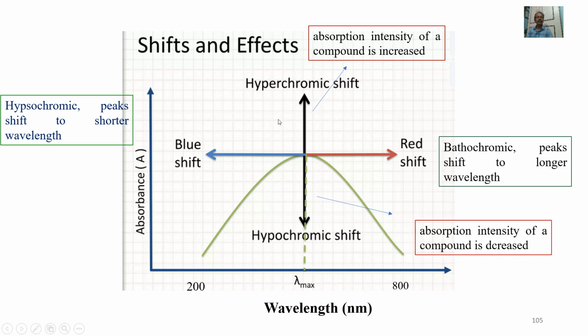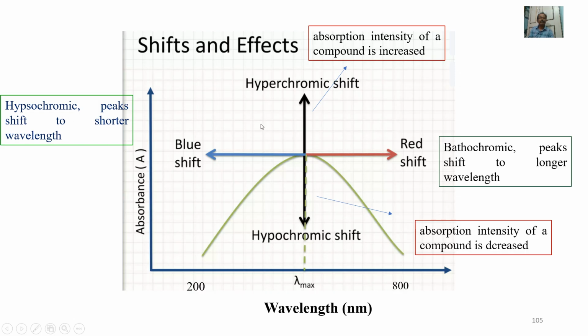So put together, this picture shows all the effects of conjugation on chromophores. So absorption versus wavelength. If the absorption shifts towards the longer wavelength, we call this a red shift, and it shows bathochromic peaks shifting towards the longer wavelength. And on the left hand side, we have a blue shift. It means the absorption peak shifts towards the shorter wavelength, hypsochromic.